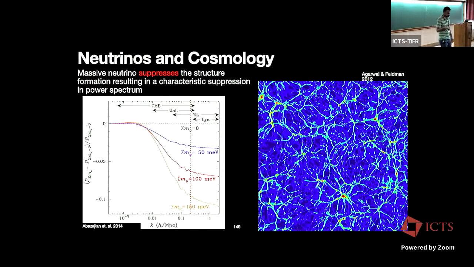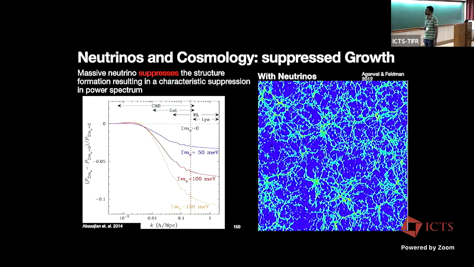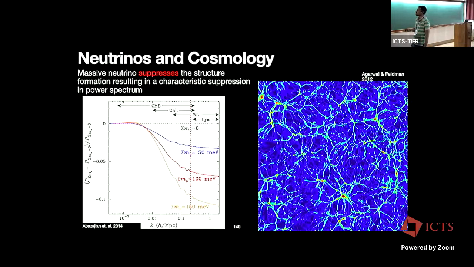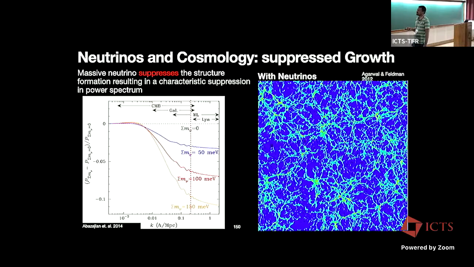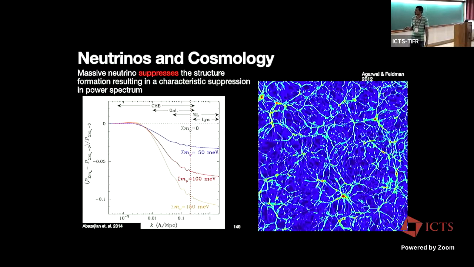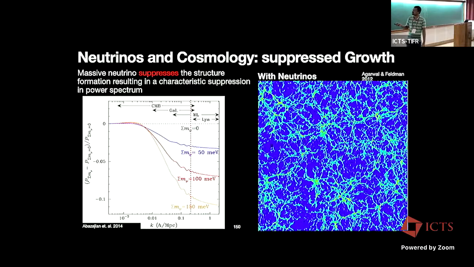But if I throw neutrinos into this simulation, and this is an example where neutrinos have a pretty large mass, something like 150 MeV, then you'll see a structure like that. So what is the difference between these two? This has less strong structures. Things have not collapsed as much as in this case. You can see there are empty regions here, and these are very red, versus there is not so much empty region.